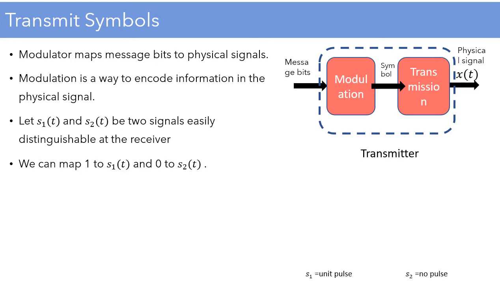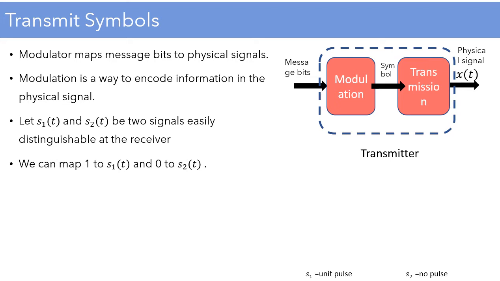So we have two signals, s1(t) and s2(t). These are distinguishable at the receiver, and we say that we map 1 to s1(t) and 0 to s2(t), which means whenever we want to send 0, we will send s2, and whenever we want to send 1, we will send s1. Right, and these s1 and s2 are some time-limited signals. So we would send this signal for some time.